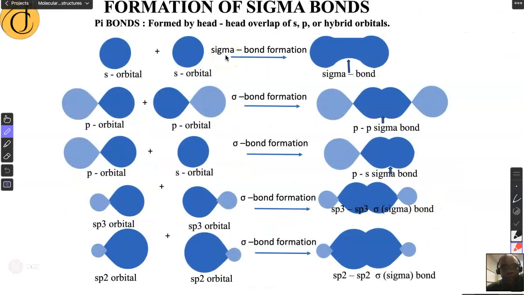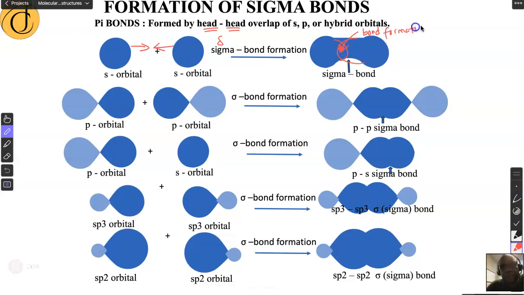So to form sigma bonds, it has to be head-head overlap. If you take an s orbital and bring it real close to another s orbital, there's going to be a point where there's an overlap. Where there's an overlap, that is where we say that there is bond formation. So right there a bond is formed.